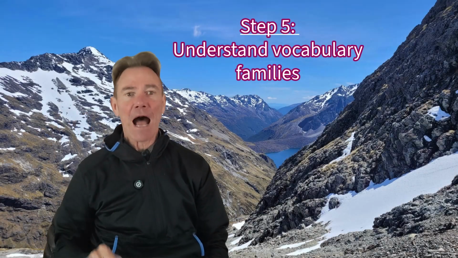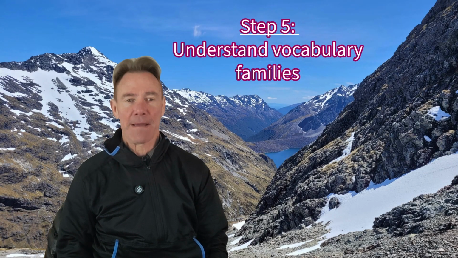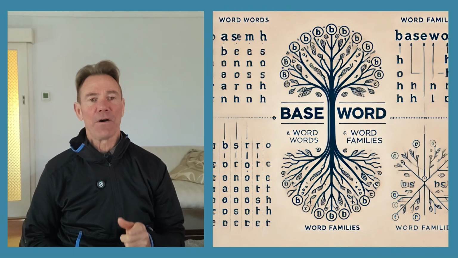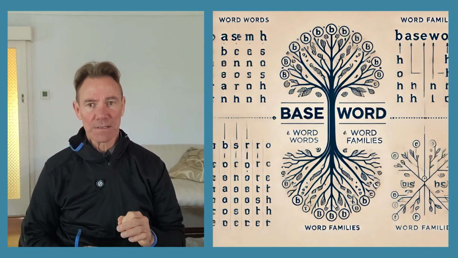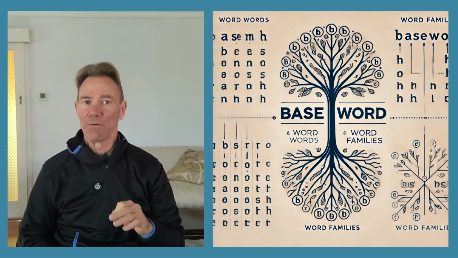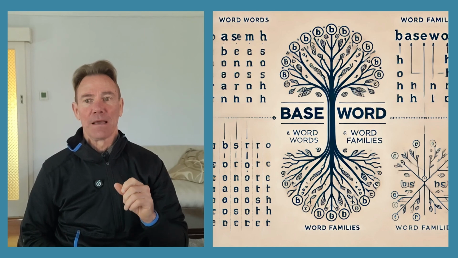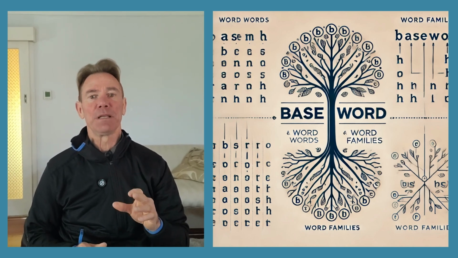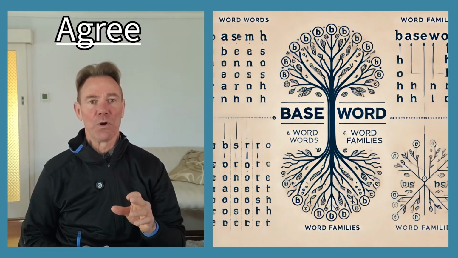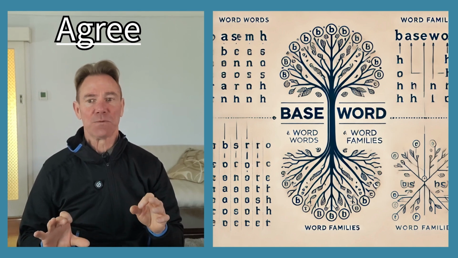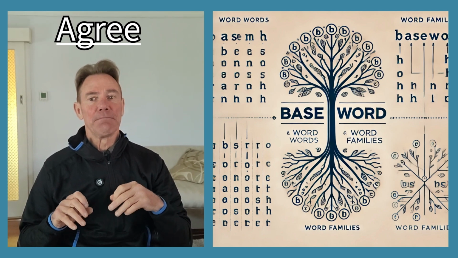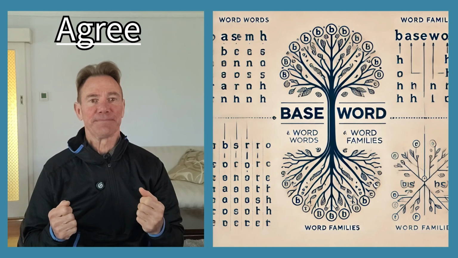Step 5. Understanding vocabulary families. When you learn vocabulary, you can focus on base words and their word families. This will save you a lot of time. A base word is the simplest form of the word. For example, the word agree is a base word. From this word, you can make many other words.